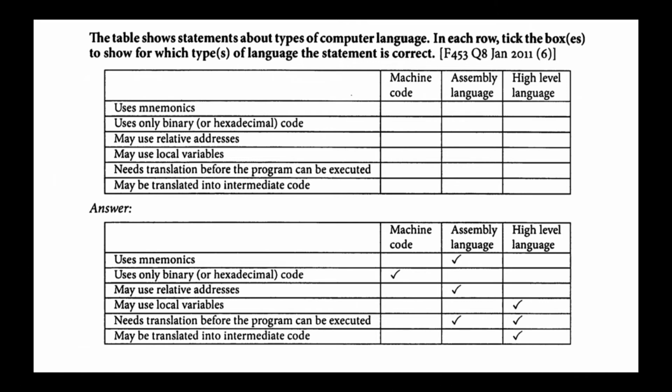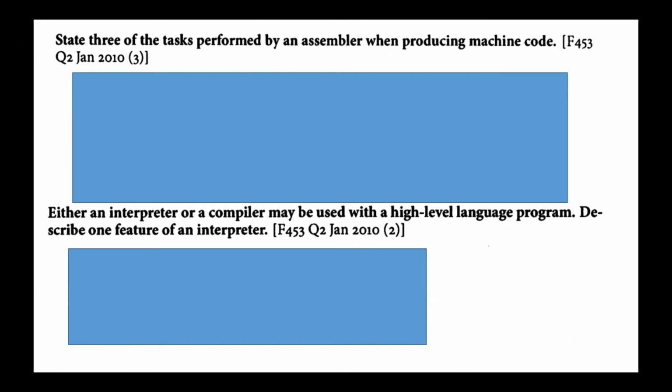Right then, so the next set of questions. State 3 of the tasks performed by an assembler when producing machine code. Then either an interpreter or compiler may be used with a high-level language program. Describe one feature of an interpreter. So have a go at this, see how well you will do. So here are the answers.